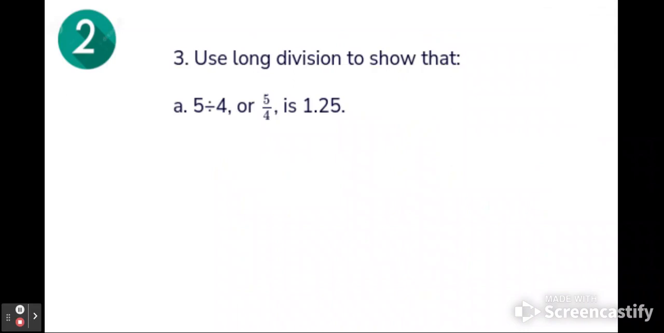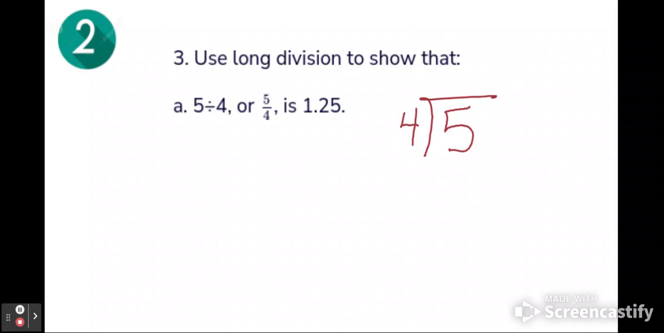Let's let you practice. Okay. This one actually gives you the answer. Your job is to prove that that's the answer through math. Since 5 divided by 4, or 5/4, has an answer or a quotient of 1 and 25/100, you're going to do the long division to prove that that's actually right. So let's set up the problem. 5 goes inside my bracket. 4 goes on the outside.